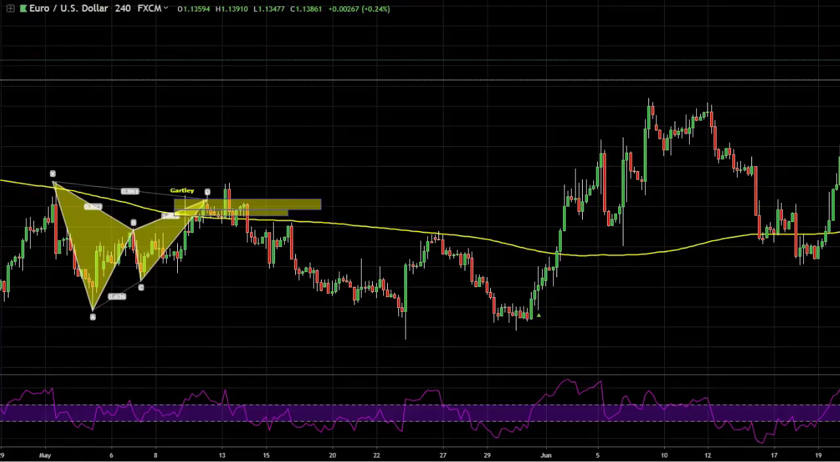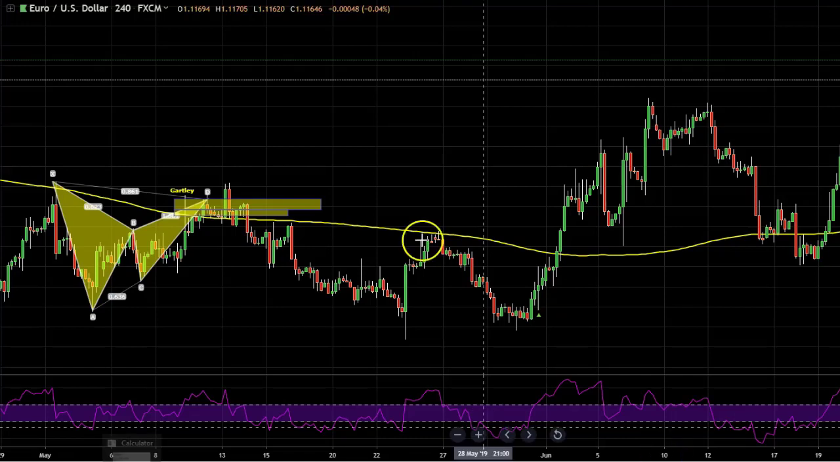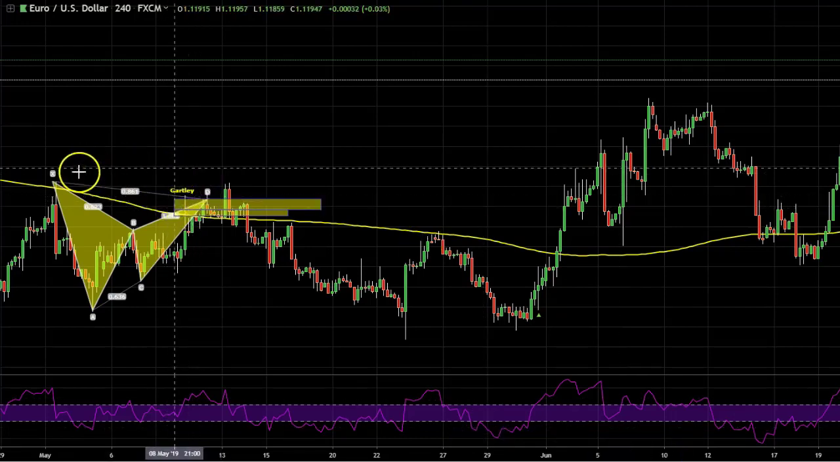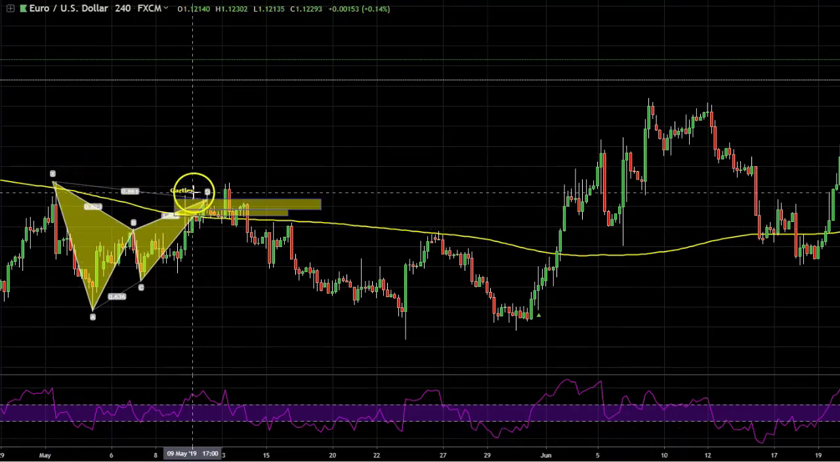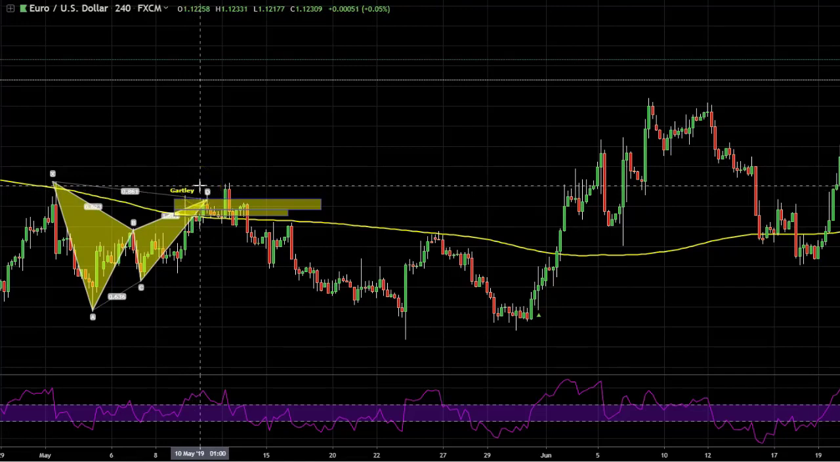Good day, everyone. Today I'd like to give you guys an introduction to harmonic trading. Now, the first harmonic pattern was discovered all the way in 1935 by H.M. Gartley. As the name says it all, you can see here this harmonic pattern is labeled Gartley. This was the first harmonic pattern to be discovered.